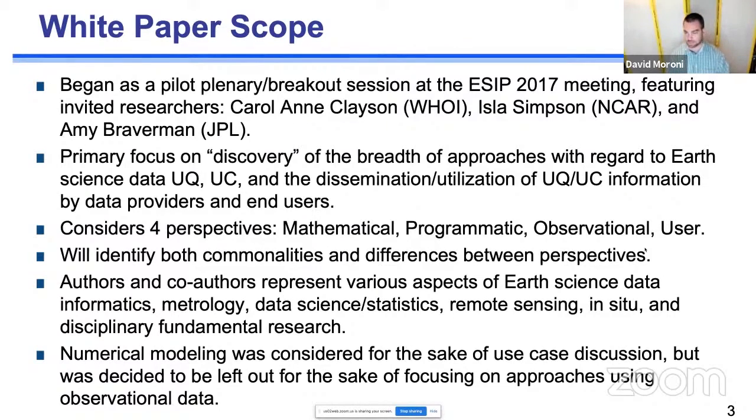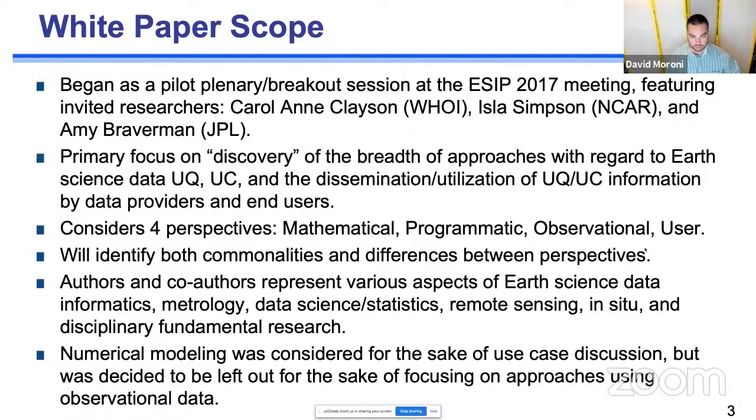And then in the observational realm, the paper itself is primarily focusing on observational data. There really isn't much focus on modeling or assimilation. And that's really part of the purpose of this session today: we're trying to dive into more of that perspective that we didn't get an opportunity to cover in this paper, as well as leading up to the paper. And then lastly, the user perspective, dealing with the various ways in which users might interpret and try to understand uncertainty information and make use of it.